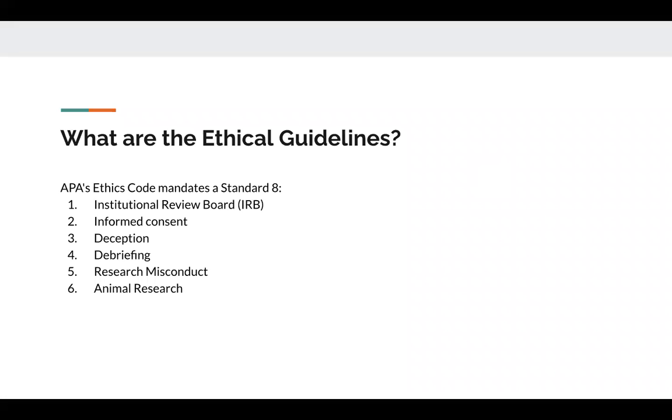Different topics give different meanings. So there's the IRB, which is a committee that reviews the study and the research that you give and sees if it is ethical or unethical. Two, informed consent. You have to get consent from participants to even start your research.